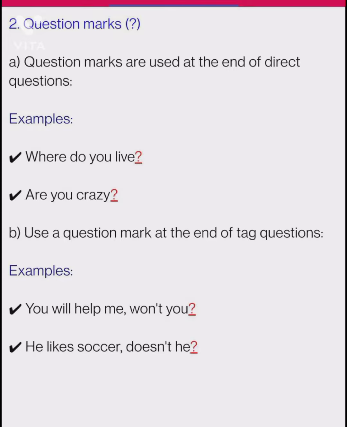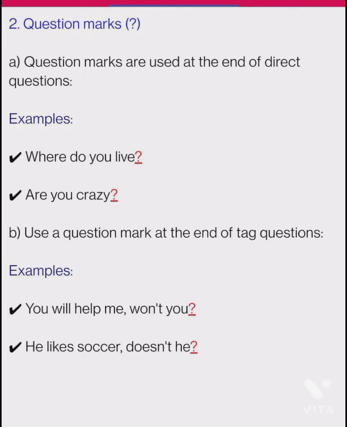And question marks are used at the end of direct questions. For direct questions, we use a question mark. Example, "Where do you live?" Here the question mark. Okay, "Are you crazy?" Question mark. Should not forget to give a question mark. Definitely, to direct questions we have to add a question mark.